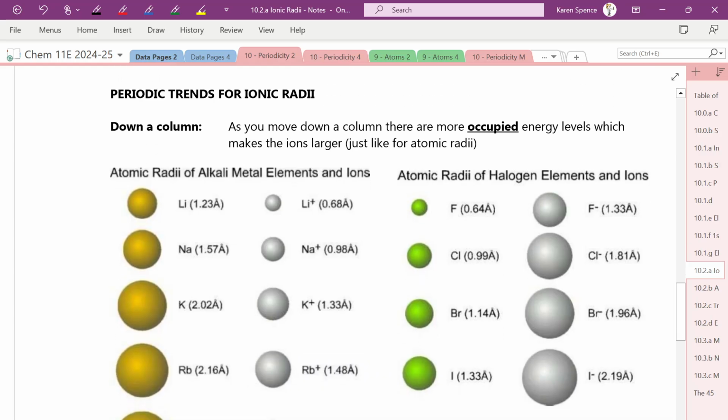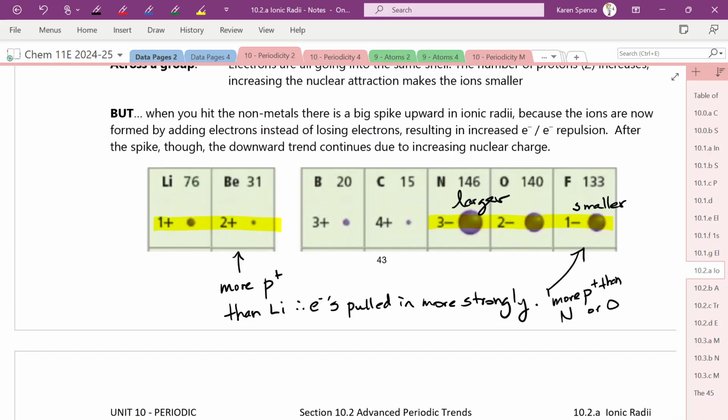Obviously, as you go down, yes. Why are noble gases really small? Because they have the largest Zeff.